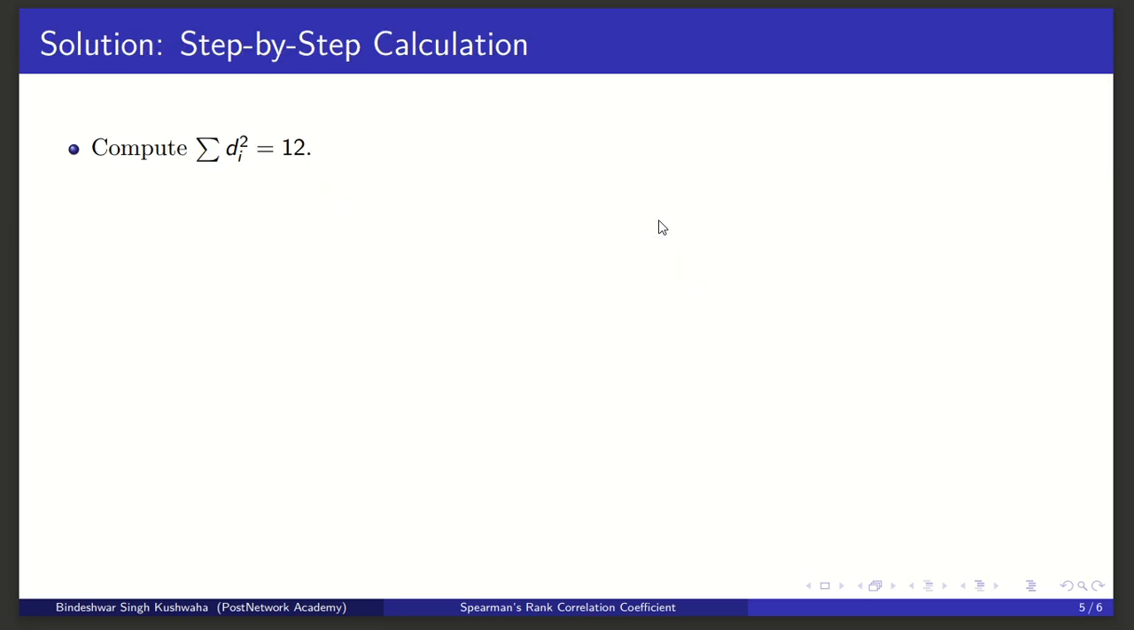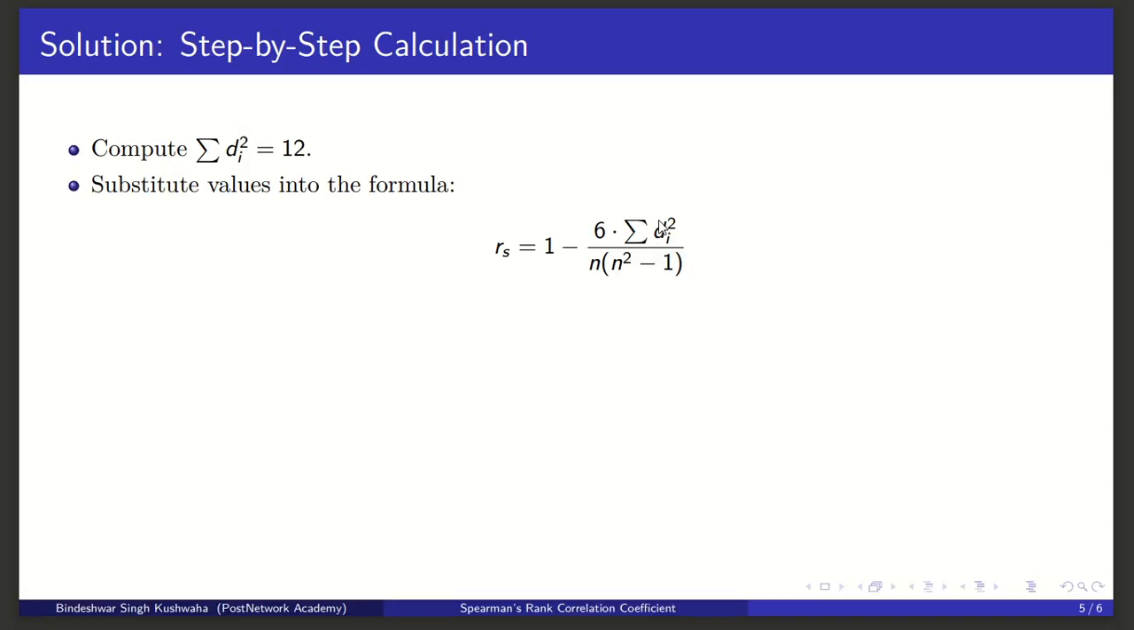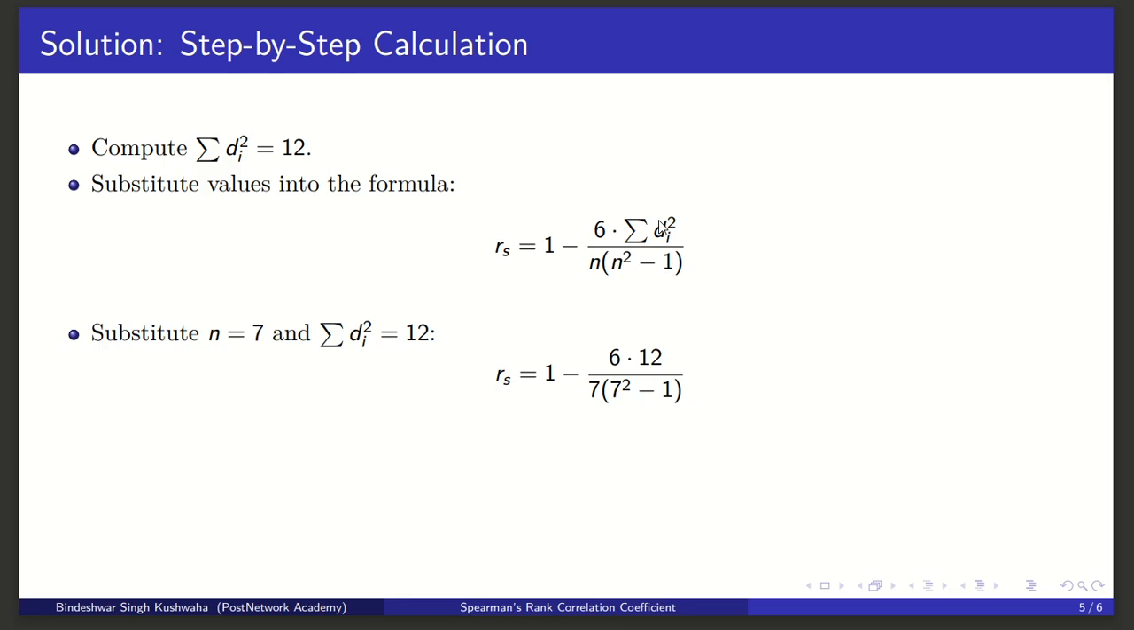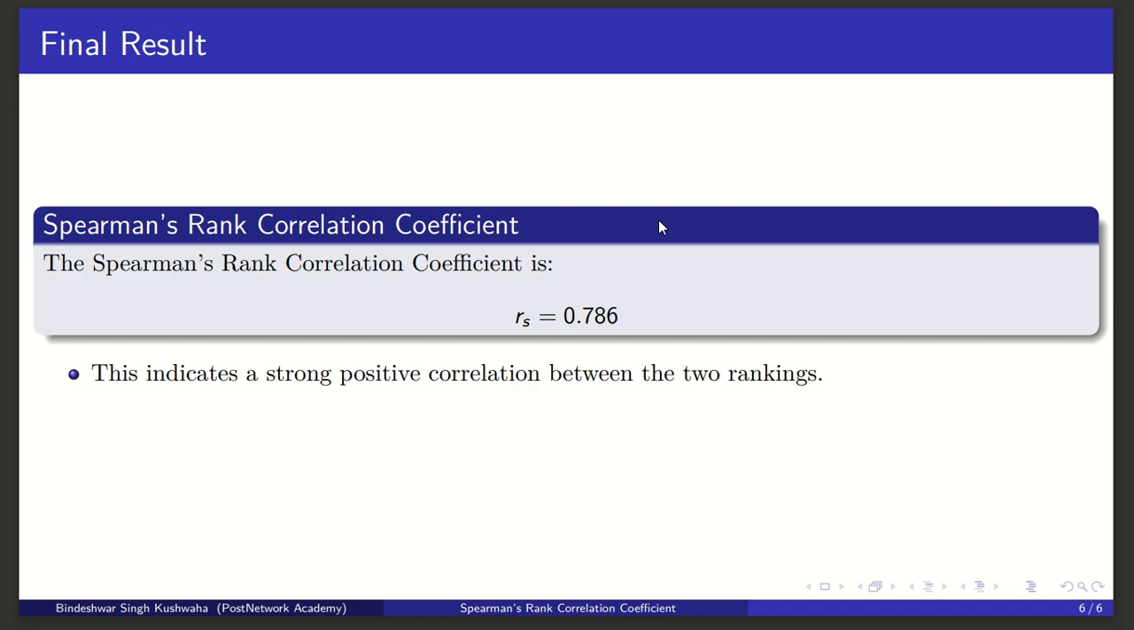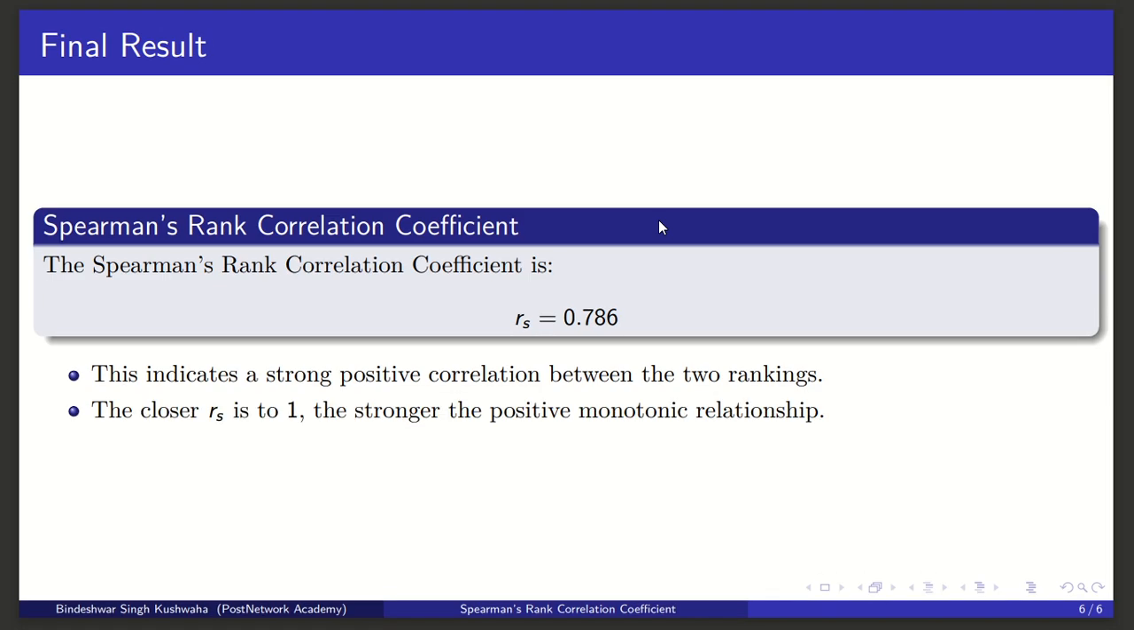Just plug in all the values. Here if you calculate the sum of di square, it is 12, and if you plug in all the values you will get 1 minus 6 into 12 upon 7 into 7 square minus 1, and finally you will get 0.7857. So the Spearman rank correlation coefficient is 0.786. This indicates a strong positive correlation between the two rankings. The closer rS is to 1, the stronger the positive monotonic relationship.